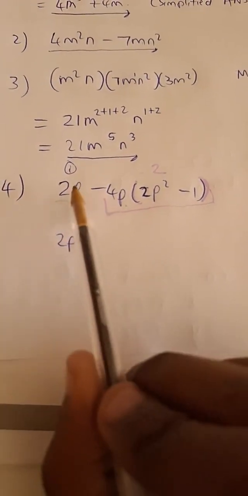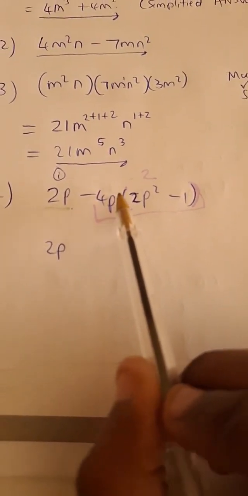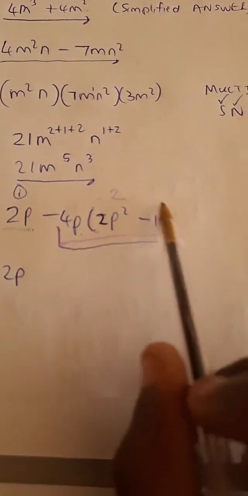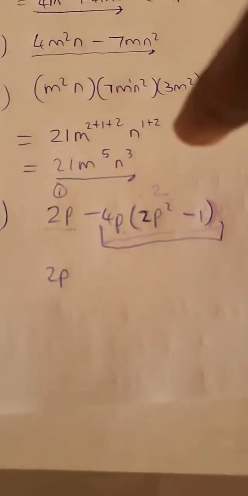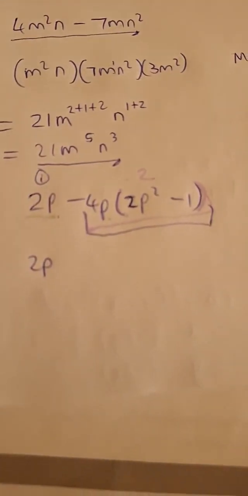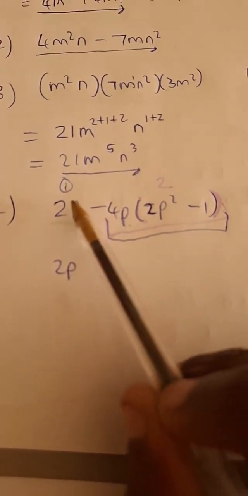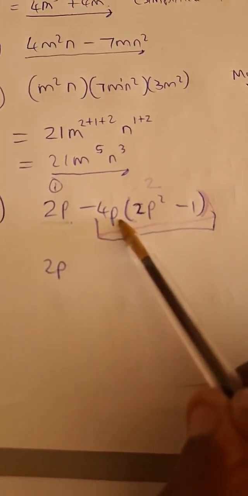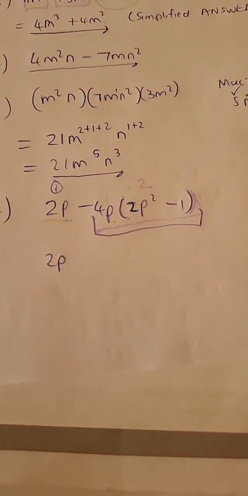You cannot say 2p minus 4p. Why? Because this negative 4p is combined to this bracket. It's like this 4p is married to this bracket. You can't try to separate this 4p and say 2p minus 4p. You can't say that this 2p and this 4p are like terms. No, you can't.